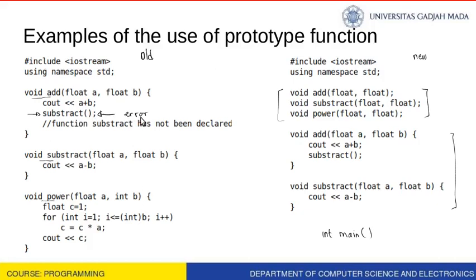However, if you have the prototype function just like this, when you call subtract inside of the function add, then this is okay, because the compiler knows that there is a function with the name of subtract. Even though up to this line the compiler may not know the detail of subtract, it knows that there is a function with the name of subtract, and the detail will be in here. Okay, so that's the use of prototype function.